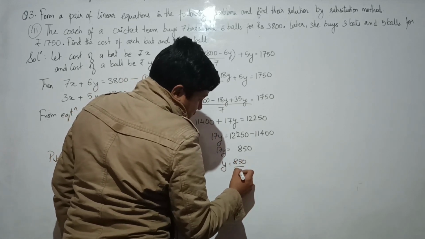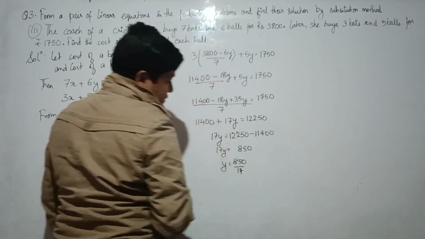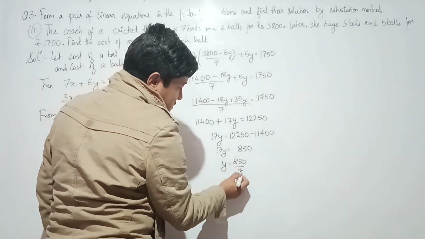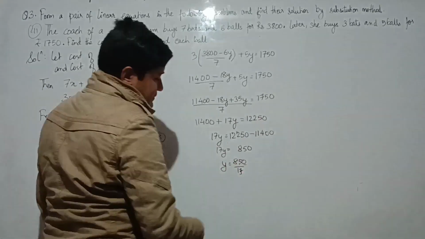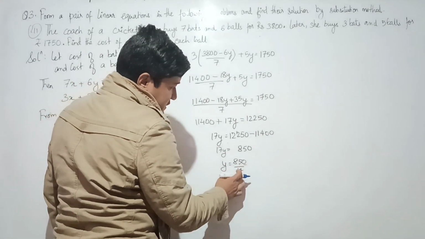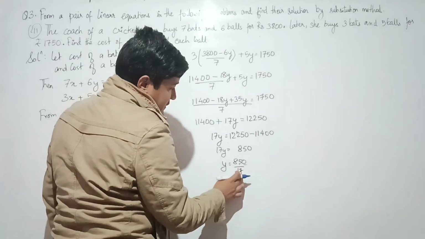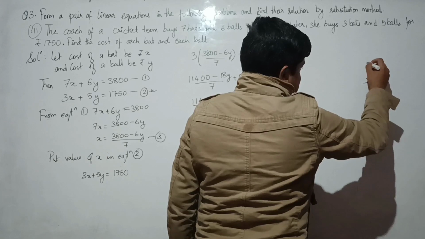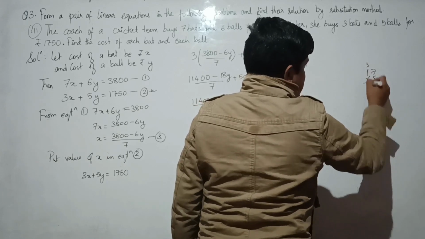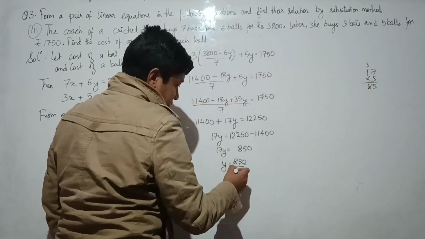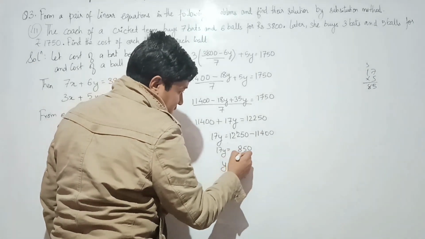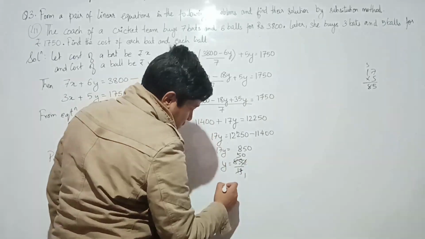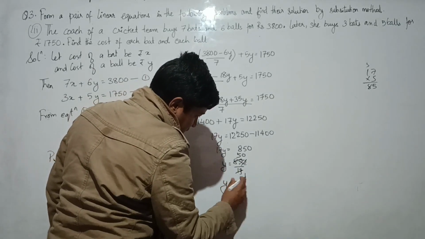So y equals 850 by 17. We must see which number multiplied by 17 gives 850. The last digit is 0, so we need a number whose 7 times gives 5 in the ones place, which is 5. So 17 into 5 is 85, and 17 into 50 is 850. So y equals 50.